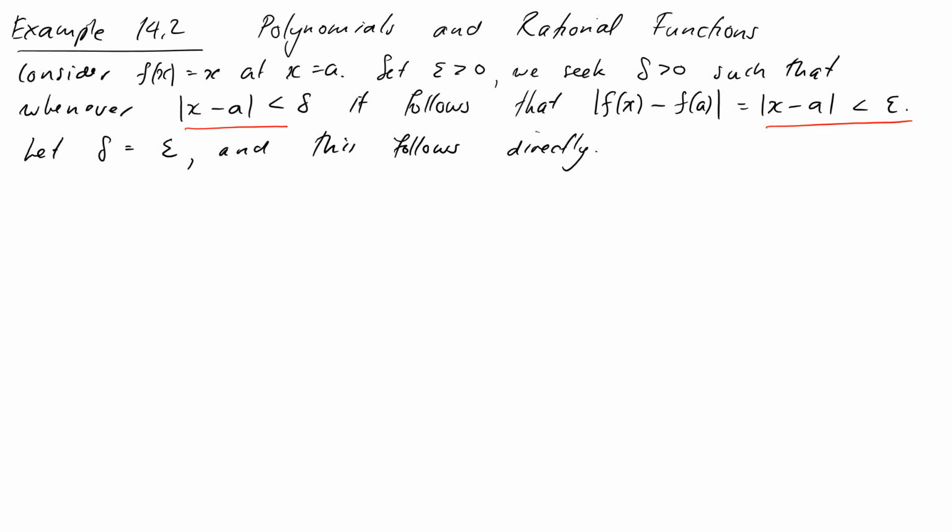and this follows directly. So that's very nice. So our function f of x equals x is therefore continuous no matter what value of a we choose, so it's continuous for all x. Similarly, you can do the same thing, which we're not going to do. You can do it as an exercise. Similarly, f of x equals 1 is continuous for all x.